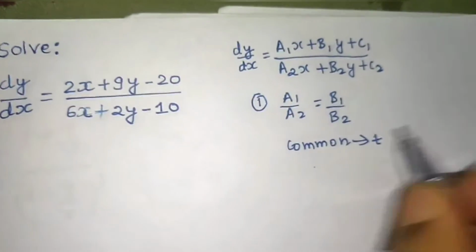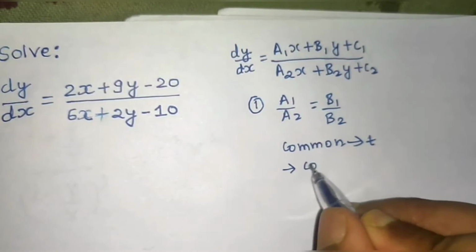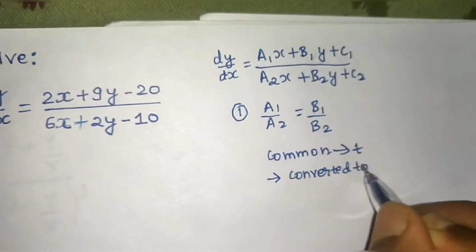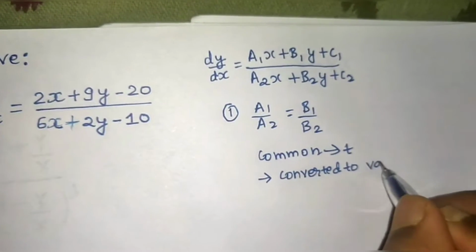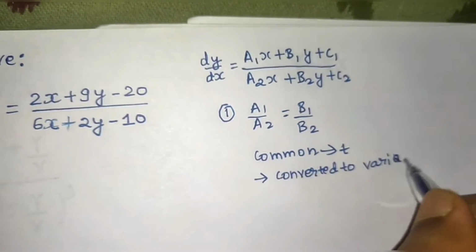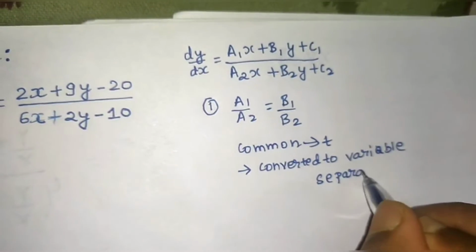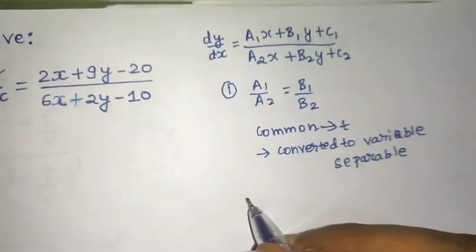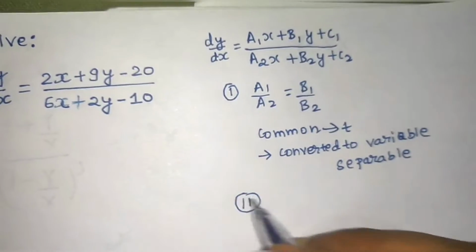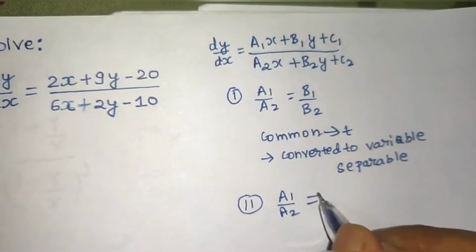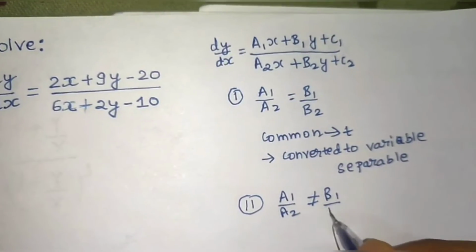Okay, and then on solving, it will be converted to variable separable, which you all know how to solve. The second case is when a1 by a2 is not equal to b1 by b2.